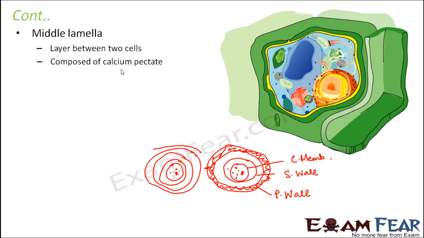It is composed of calcium pectate. This is the composition. It binds adjacent cells together. So why do we have this? Because up to the cell wall, it is all part of one cell. Similarly, up to this cell wall, it is part of this cell. So if we have a layer in between like this, that can actually join these two cells. So it can bind the adjacent cells.